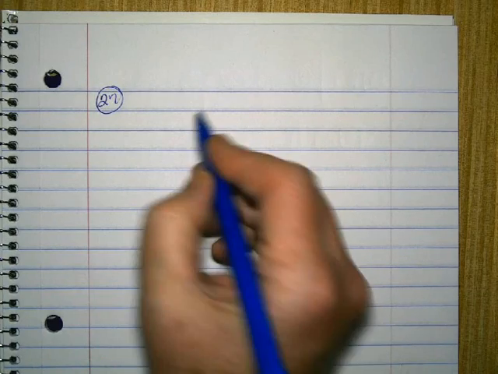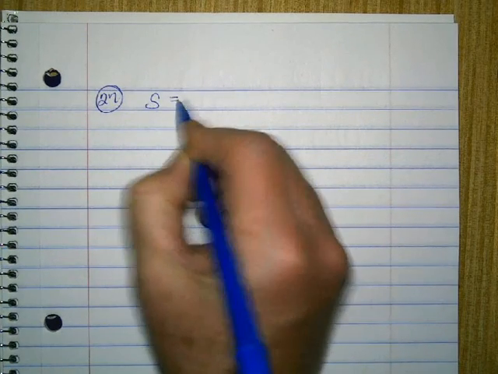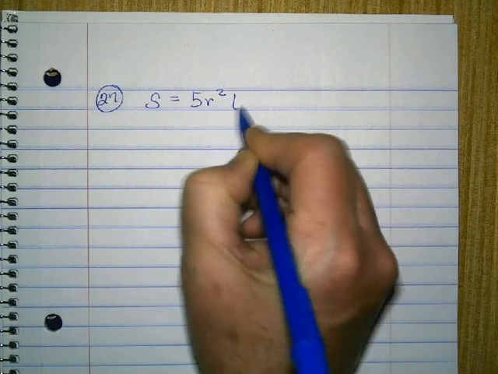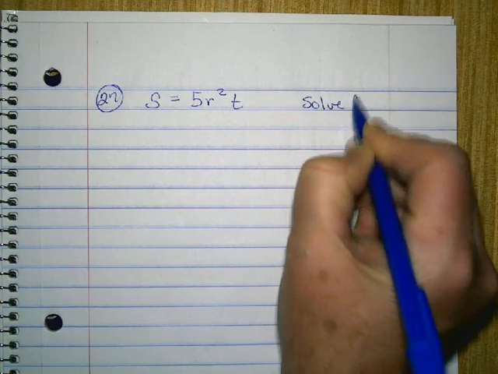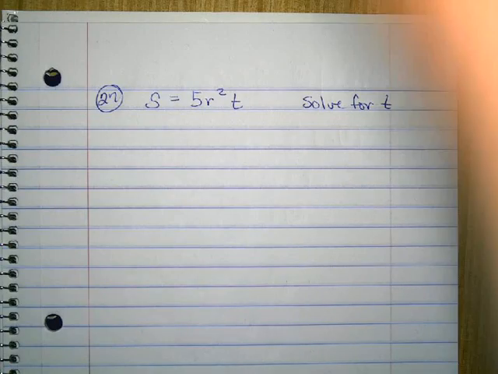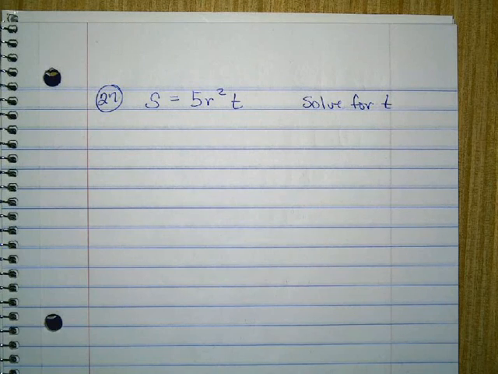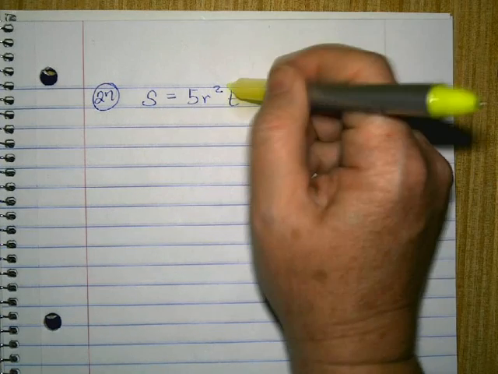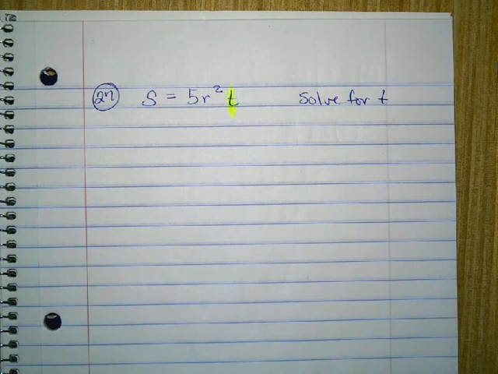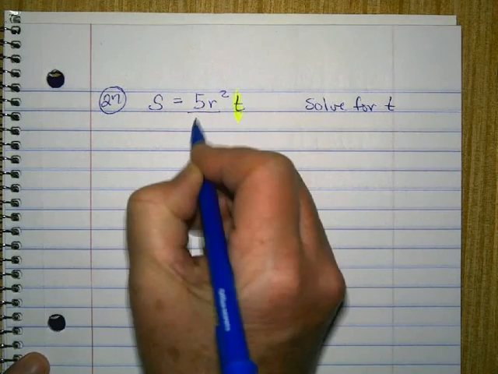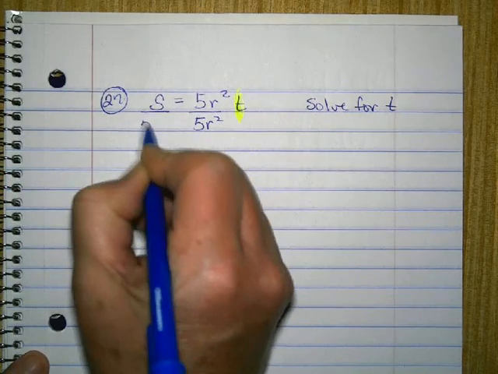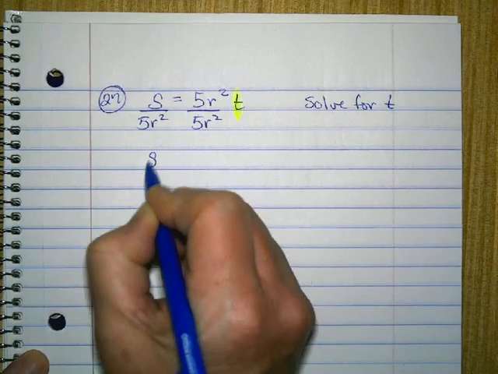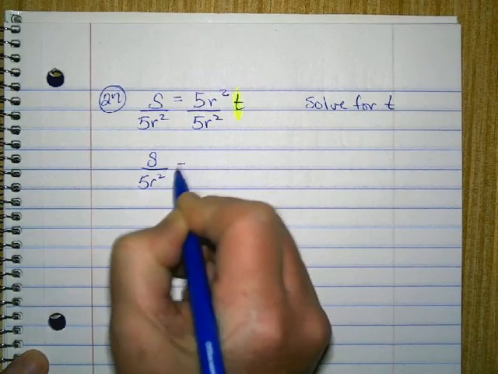27 says to solve for t, it says s equals 5r squared t. Solve for t. So you want that needs to be isolated. Everything else needs to go. Well, everything else is being multiplied by that, so you can divide both sides by 5r squared. So s over 5r squared equals t.